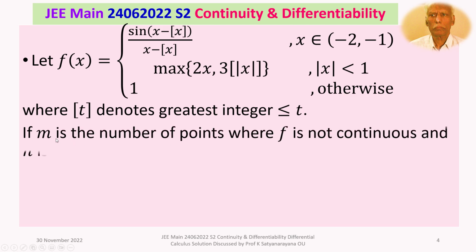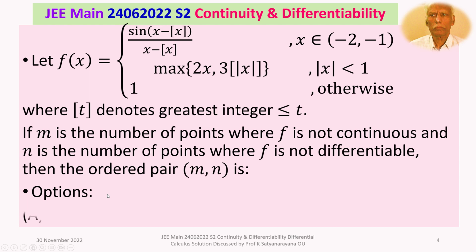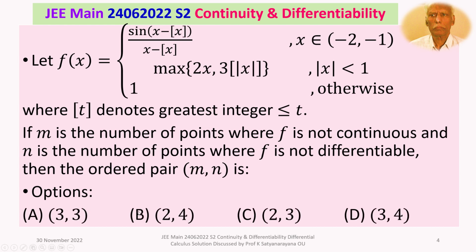If m is the number of points where f is not continuous and n is the number of points where f is not differentiable, then the ordered pair (m, n) is? We are given four options. Option A: (3, 3). Option B: (2, 4). Option C: (2, 3). Option D: (3, 4).